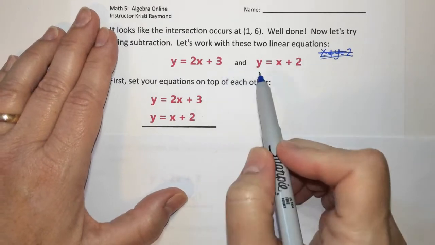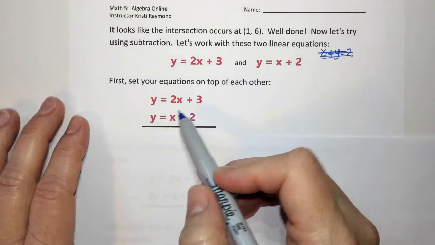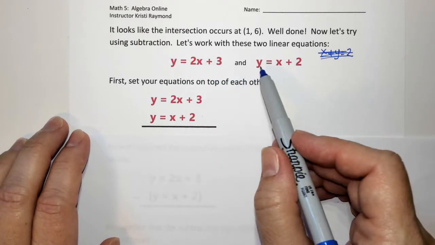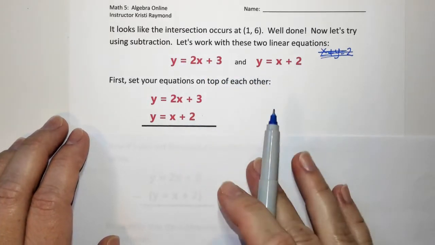So here are my two equations. Stack them on top of each other. Y equals 2x plus 3. That was my first one. Now stack y equals x plus 2.